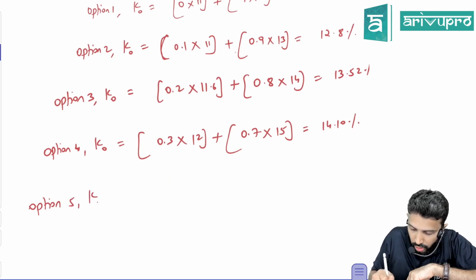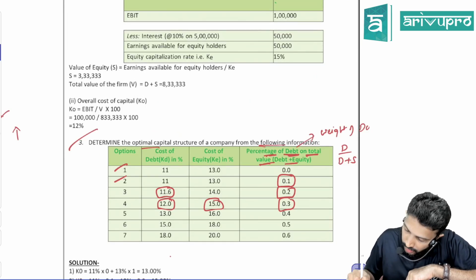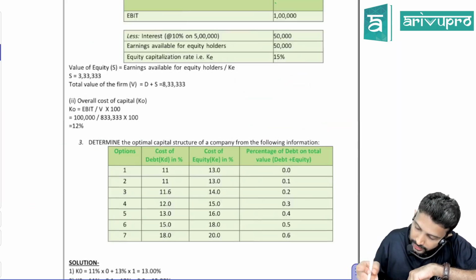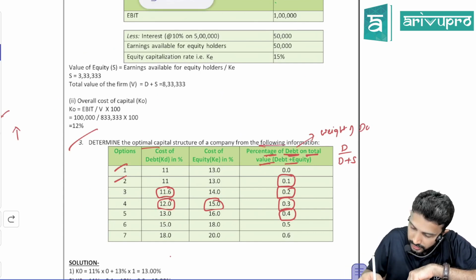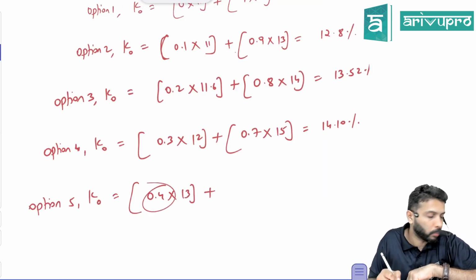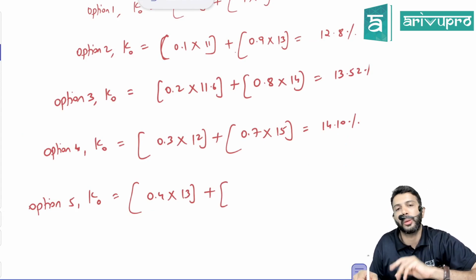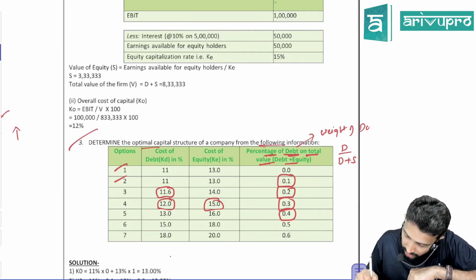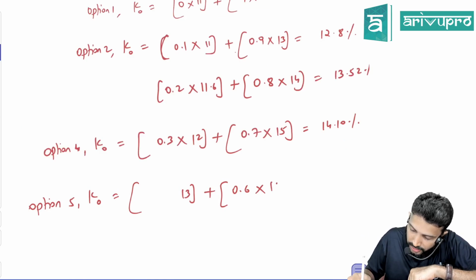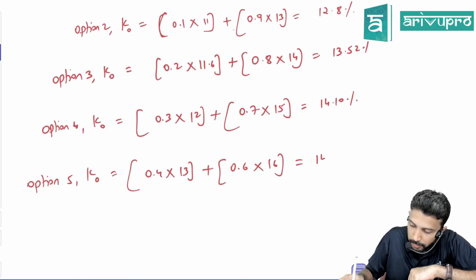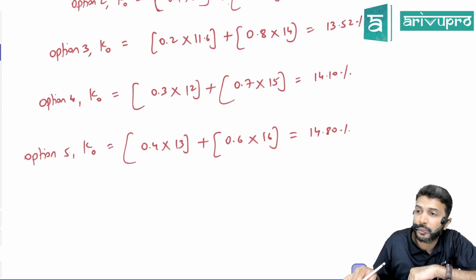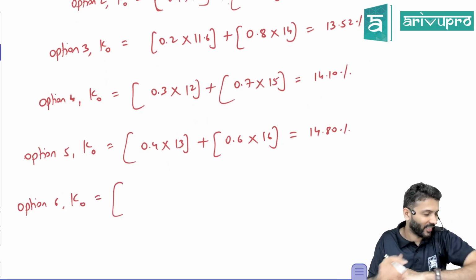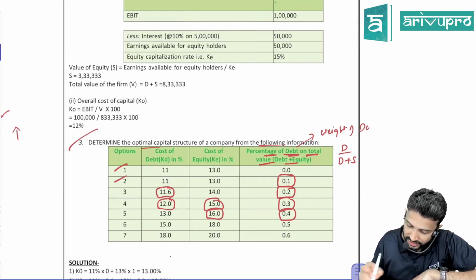Option number 5, overall cost of capital. The weightage of debt is 0.4 and the cost of debt is 13%. If the weightage of debt is 0.4 or 40%, the weightage of equity will be 60% or 0.6. And option 5's cost of equity is 16%, as given. So the summation will be 14.8%, which is the online answer. Same answer here also. Okay.